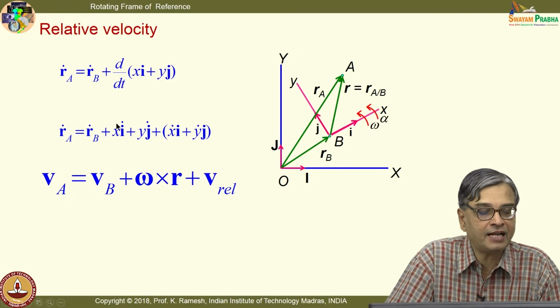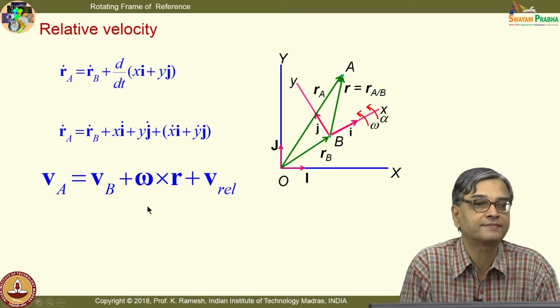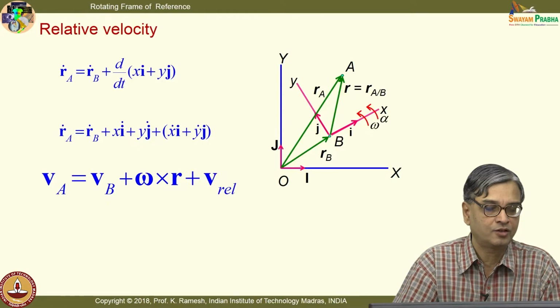We have already seen how I can write i dot and j dot. On that strength, I could replace this as omega cross r. It is very, very important to do this. And we have not done anything great. We have just applied the mathematics systematically step by step. So, what we have got?